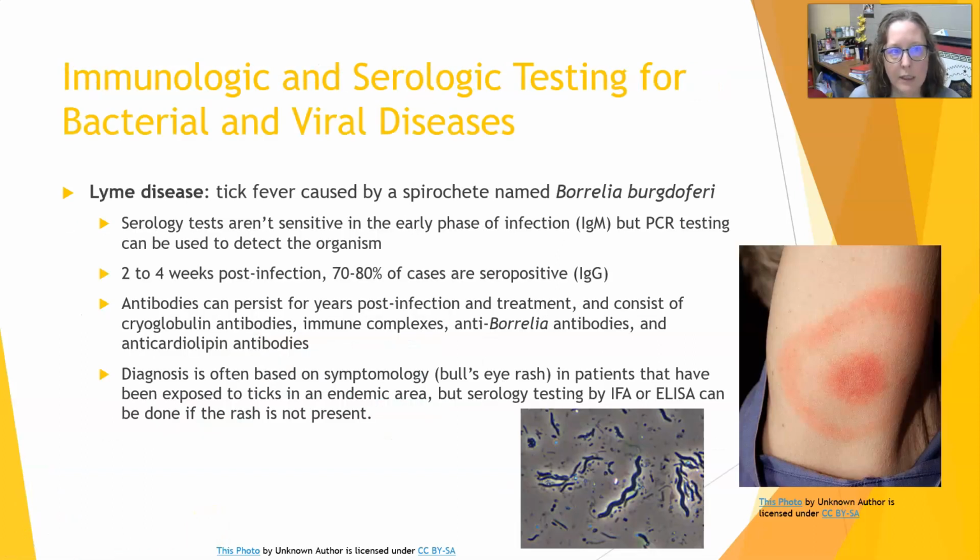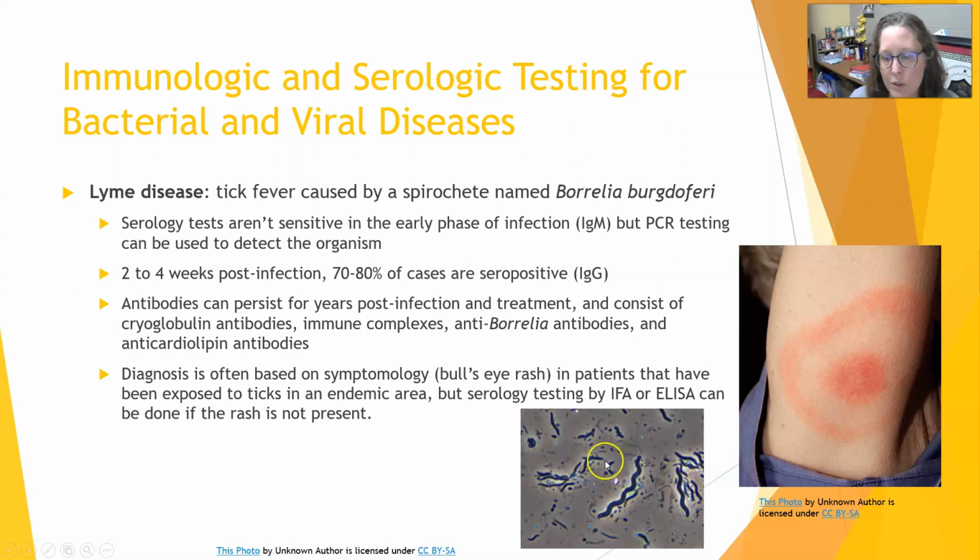So let's talk about immunologic and serologic testing for specific bacterial and viral diseases. So we're going to start with Lyme. So Lyme is a tick fever that's caused by a spirochete that's named Borrelia burgdorferi. So spirochetes are bacteria. This is the spirochete right here, right down here. You see it's a spiral shape.